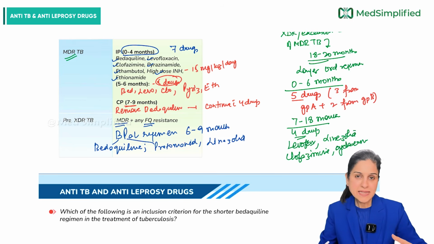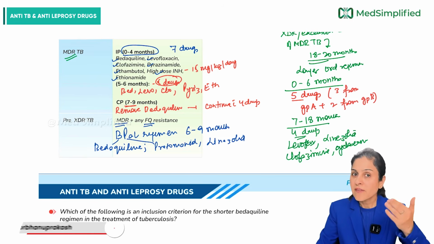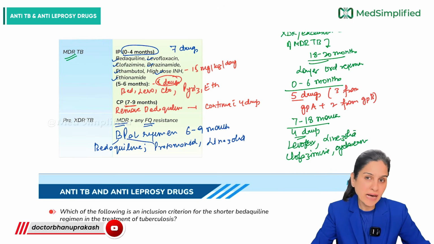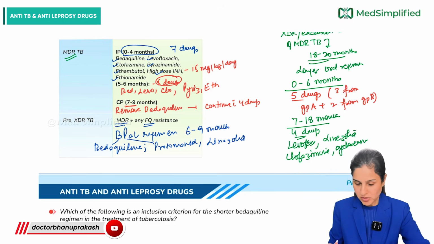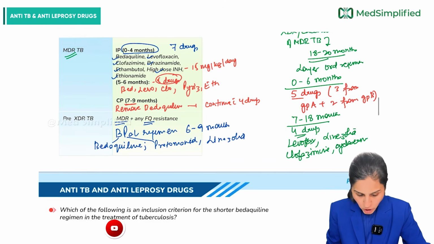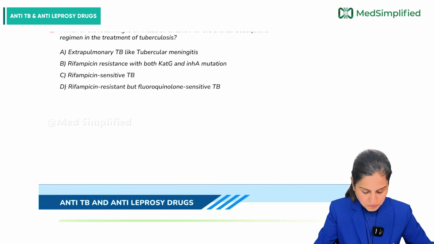Now, let's say some patient has a contraindication to any one or two drugs, then we take drugs from group C. Otherwise, we mainly rely on group A and B. So this is the importance of knowing about group A, group B, and group C drugs. All right. Now let's see a question which was asked in one of the previous year's papers.